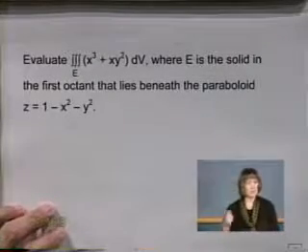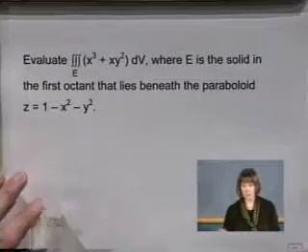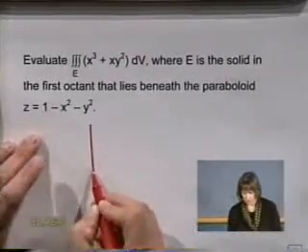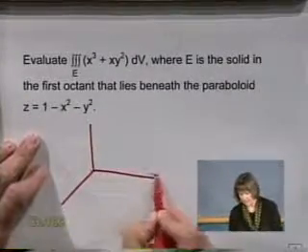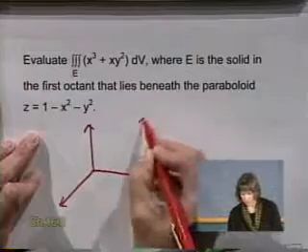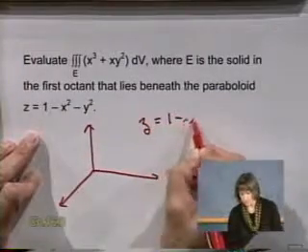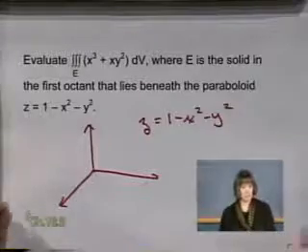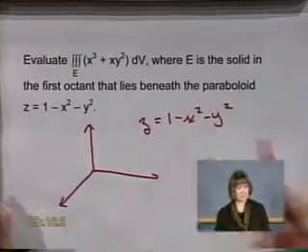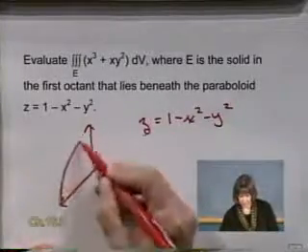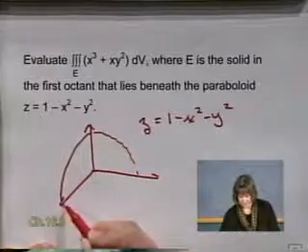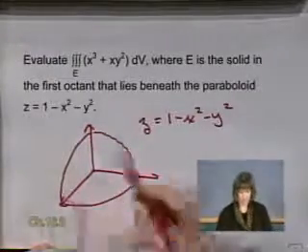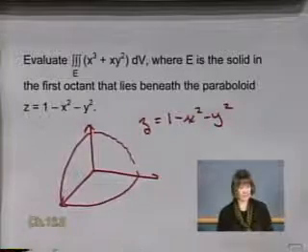It's always important for you to be able to visualize what your picture looks like. So let's draw it. First octant, x, y, and z are positive, and we're underneath the paraboloid z equals 1 minus x squared minus y squared. Okay, now what does that look like? Well, it's a down z. It's a paraboloid. It's going to be coming down like this. And if we worry about the part that's in the first octant, it'll look something like that.